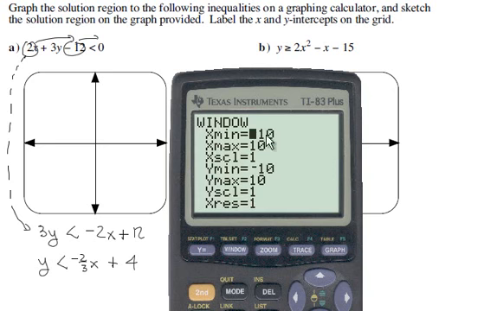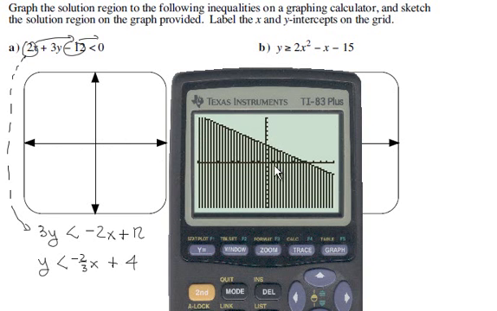I haven't changed the window settings here. They're still minus 10 to 10 in both directions. So looks like we have an intercept at 1, 2, 3, 4. And another one at 1, 2, 3, 4, 5, 6, 7, 8, 9, 10. I believe that x-intercept will be at 6. On your screen, you'll probably have an easier time reading that part.